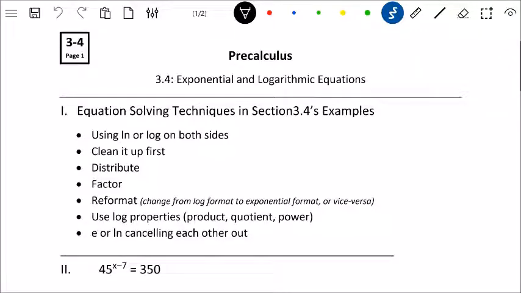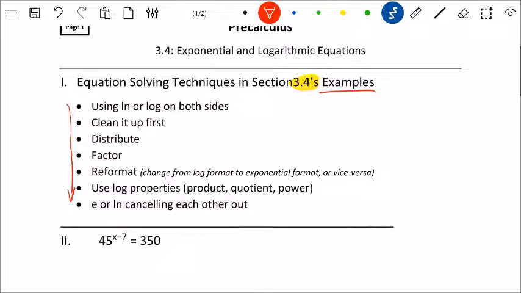Welcome. Let's look at equations where we're going to solve exponential and logarithmic ones. The first thing is to recognize that in section 3.4 there are a number of examples, and this is a progression of techniques shown through those. We're going to do some of these different ones. I would highly recommend to practice each of these different types of things, and we'll do some of these in these examples here.